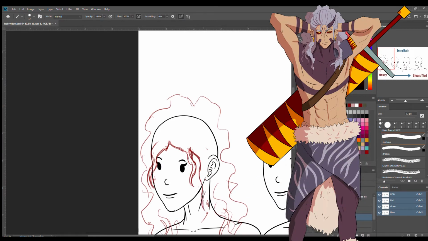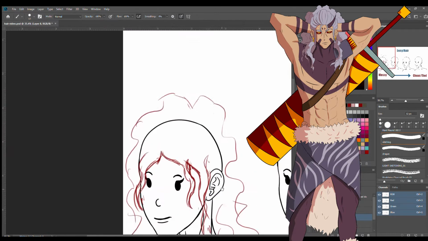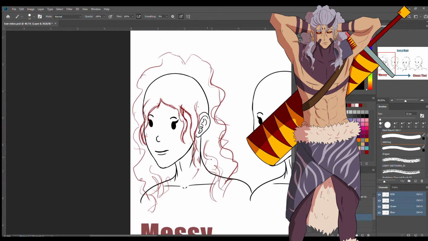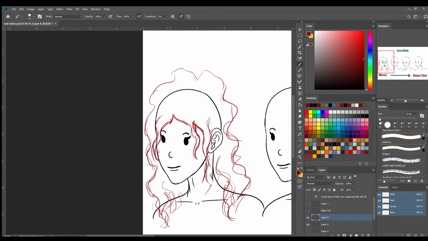I wanted to give him the impression that he's a bit of a savage. So I went for a super messy and long hair. He does not care to fix it or cut it at all.